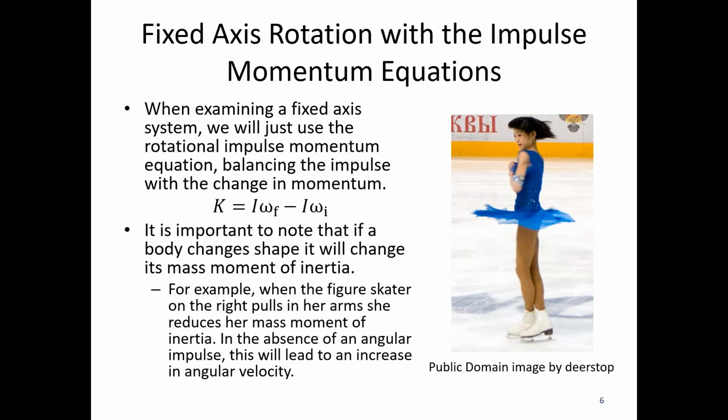I don't have it listed as final and initial here, but if we change the shape of a body, we will change the mass moment of inertia, and we can use our impulse momentum equations to relate the initial and final angular velocities based on that change in mass moment of inertia.